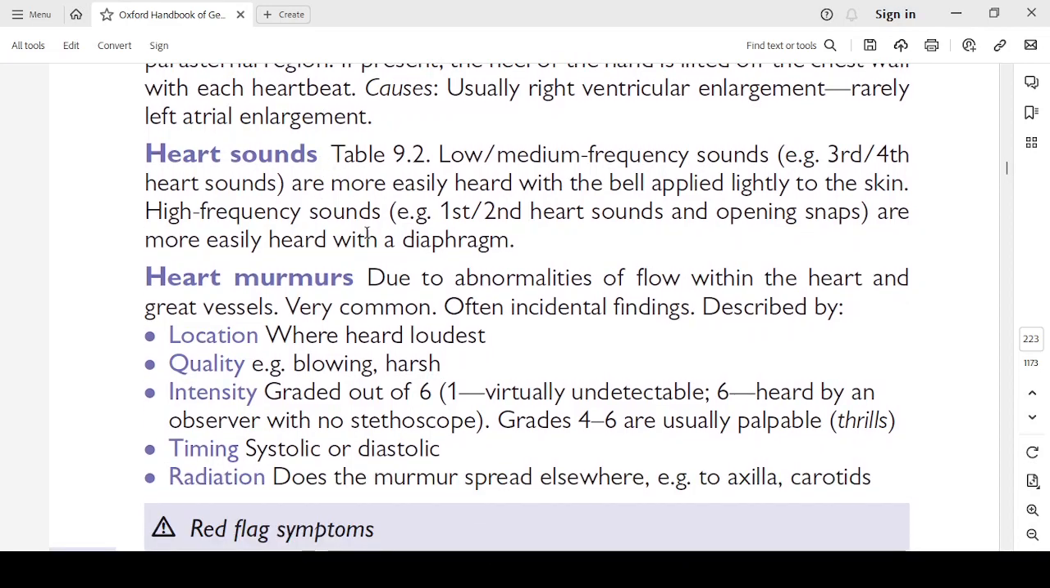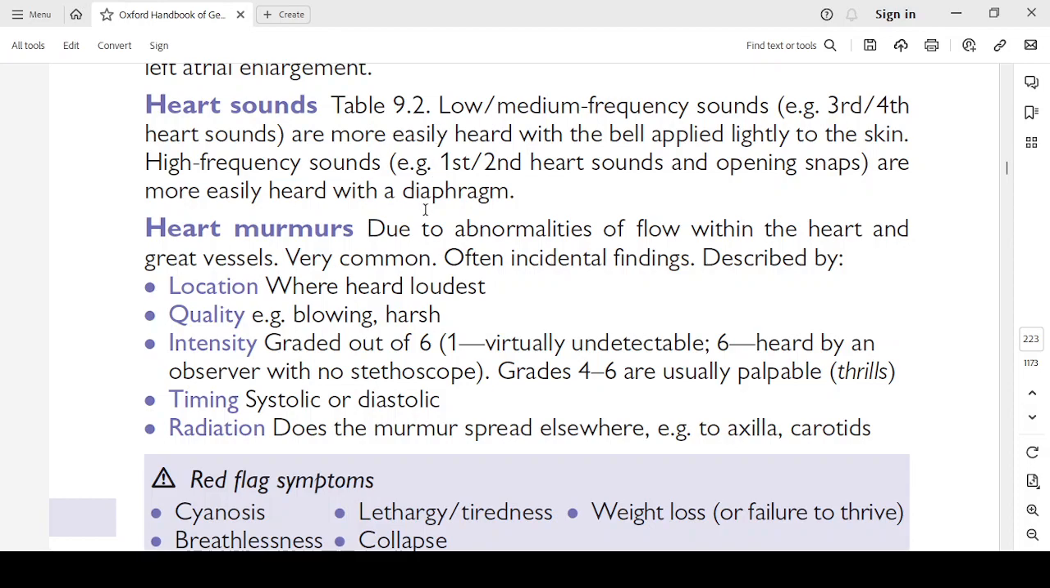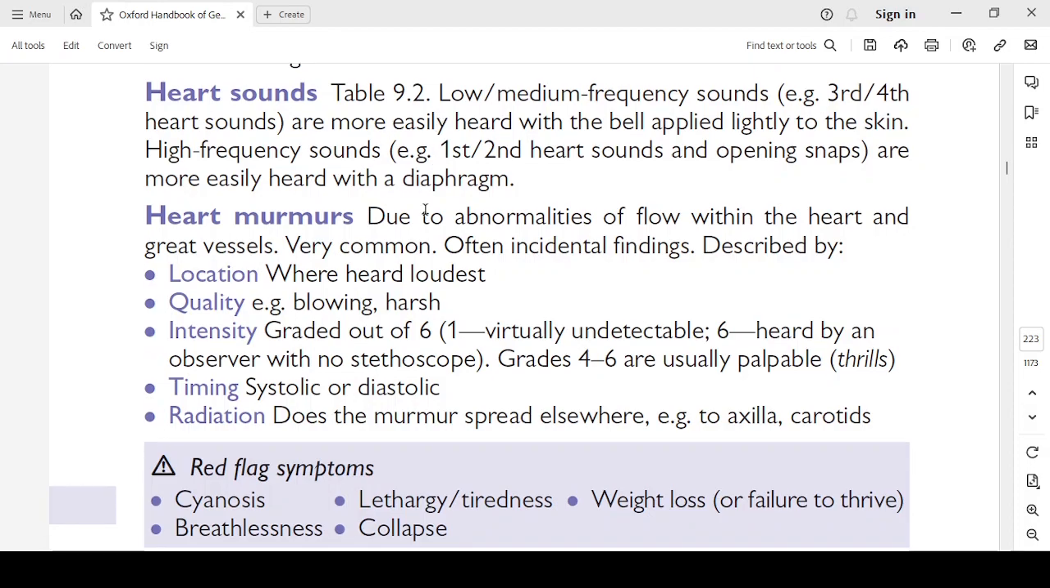Heart sounds, Table 9.2. Low or medium frequency sounds, for example third or fourth heart sounds, are more easily heard with the bell applied lightly to the skin. High frequency sounds, like the first and second heart sounds and opening snaps, are more easily heard with the diaphragm.